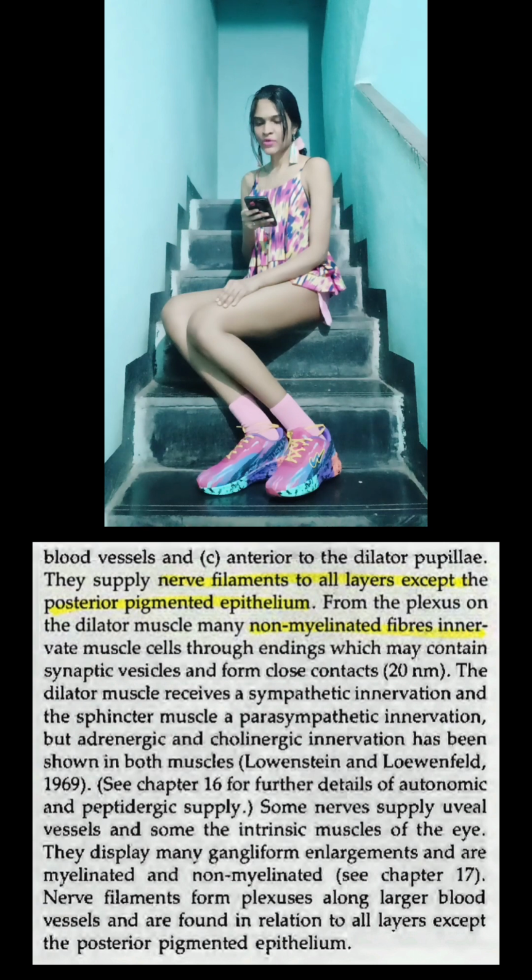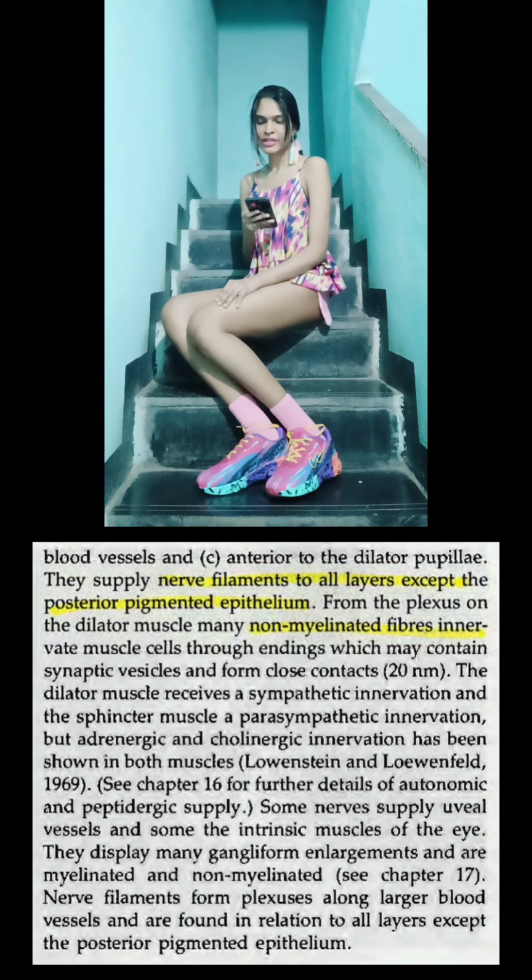From the plexus of the dilator muscle, many non-myelinated fibers innervate muscle cells, with endings which may contain synaptic vesicles and form close contacts of 20 nanometers. The dilator muscle receives a sympathetic innervation and the sphincter muscle a parasympathetic innervation, but adrenergic and cholinergic innervation has been shown in both muscles.